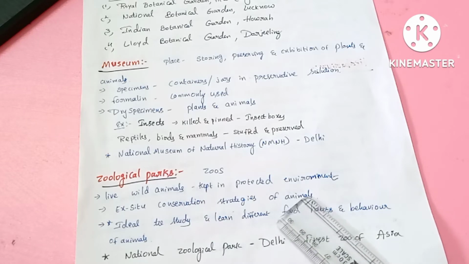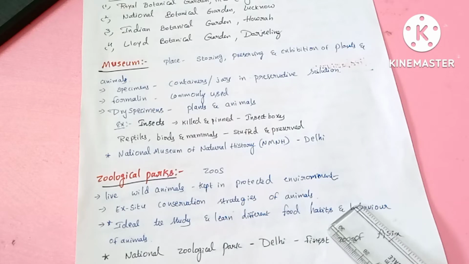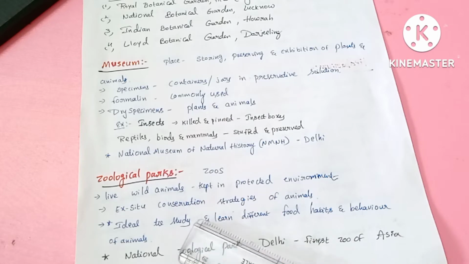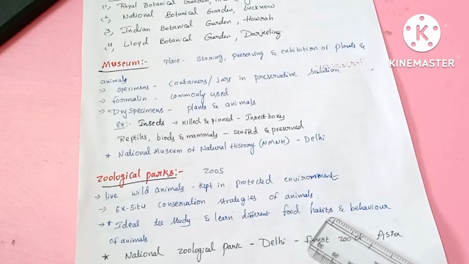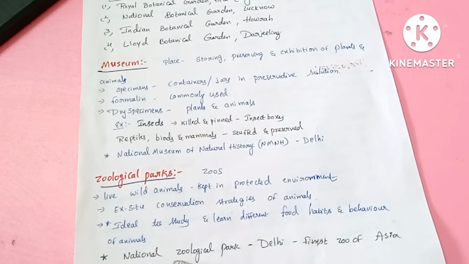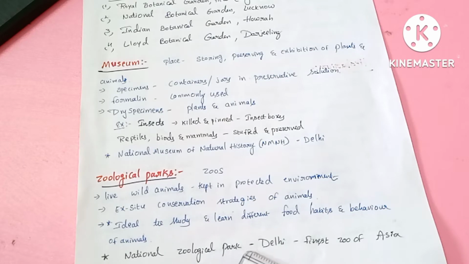Here some endangered species of animals were taken from their natural habitat and kept in an enclosed environment in the zoo parks. And zoo parks are ideal to study and learn different food habits and behaviors of the animals. The example for these zoos is the National Zoological Park, located at Delhi. It is one of the finest zoos of Asia.